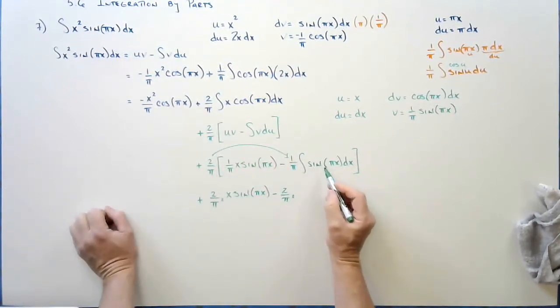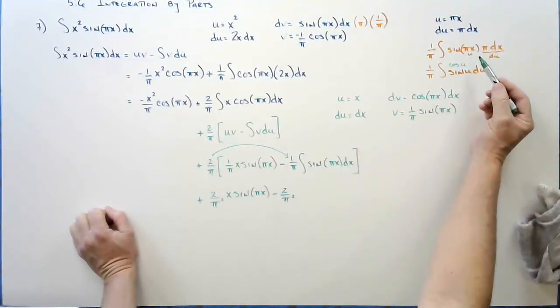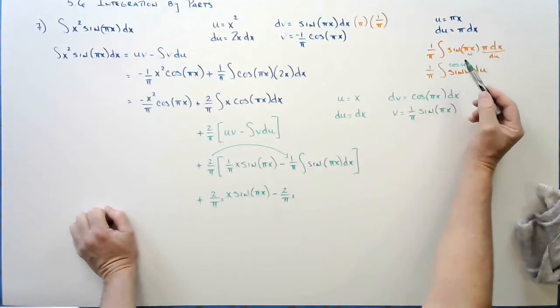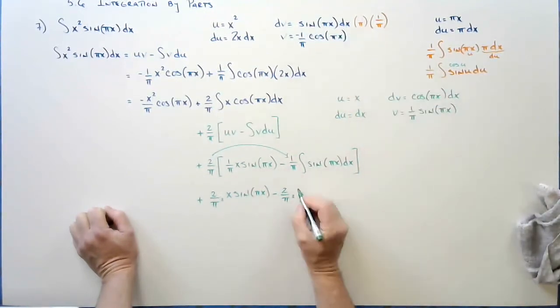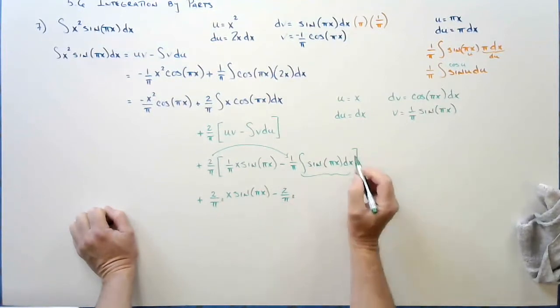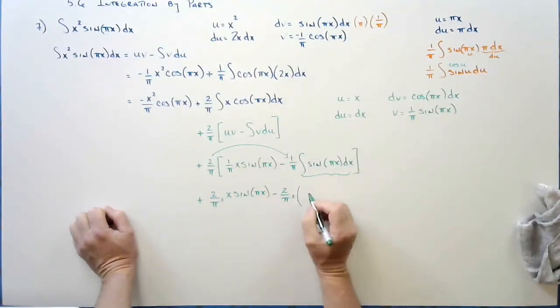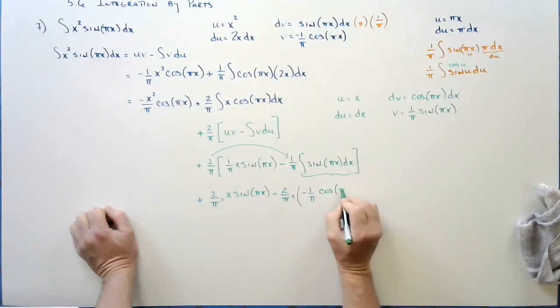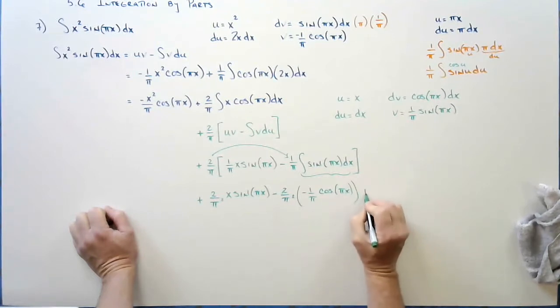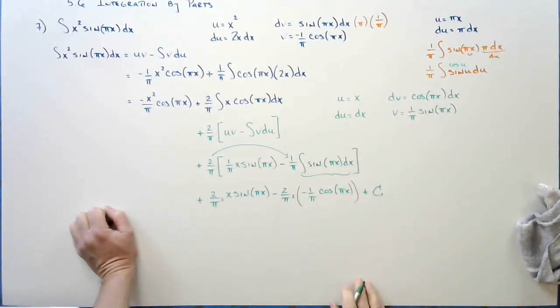The integral of sine pi x, we've already completed that integral. We did the integral of sine pi x way back here in the beginning, and we know that's a u sub, and it turns out to be negative 1 over pi cosine pi x. So we know how to integrate this from up here, and so here we get negative 1 over pi cosine pi x, and now we'll add our constant of integration plus c.